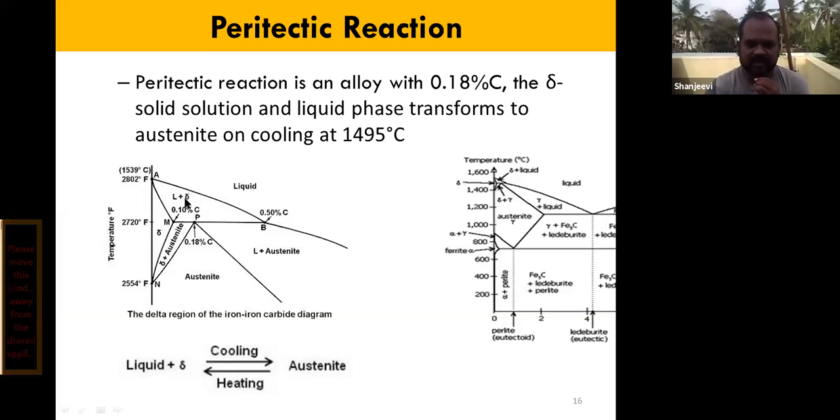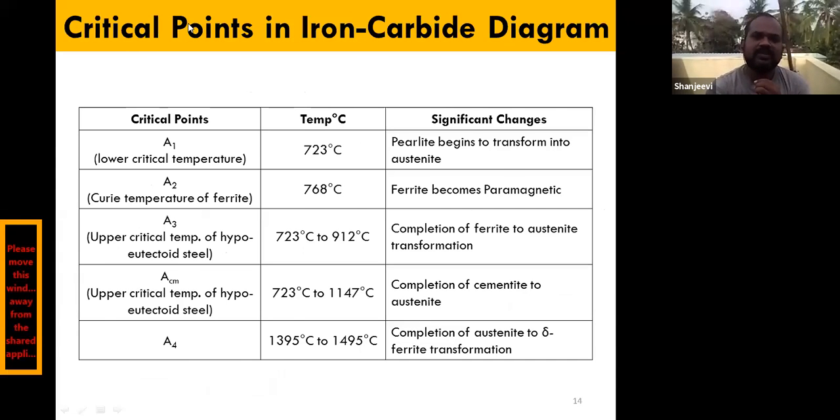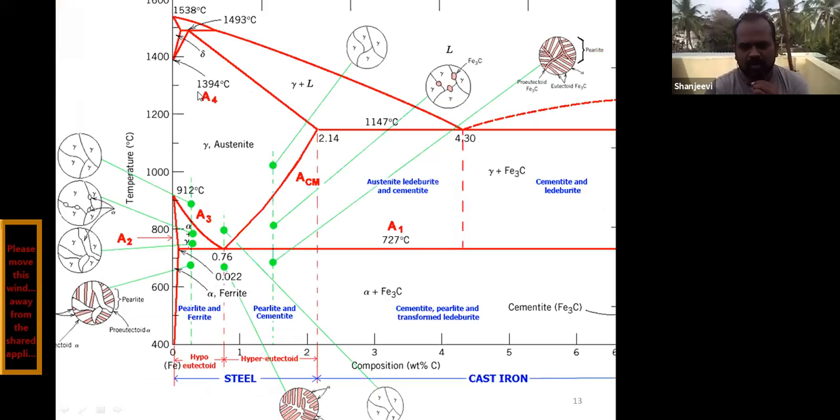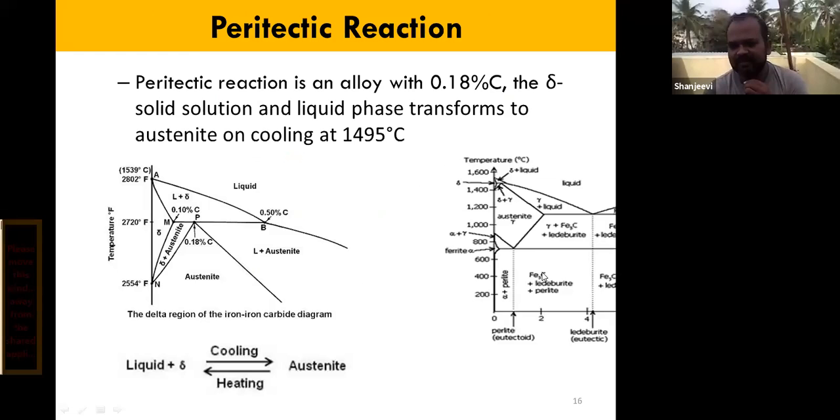So liquid plus delta. This arrow mark indicates that towards the left side is heating, towards the right side is cooling. So when you are cooling and decreasing the temperature, liquid plus delta is changed entirely to austenite. So this austenite is formed. Now you can see at this point above is delta ferrite or liquid phase, but below you can see complete austenite. That is what is shown here, and that's also a similar diagram which I hope is clear. This is the peritectic reaction.